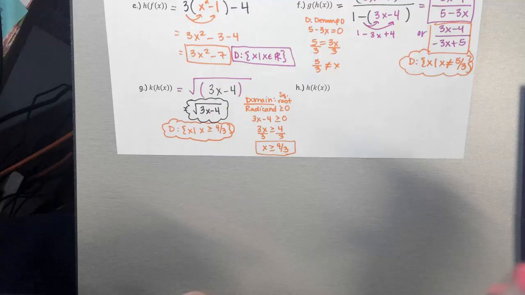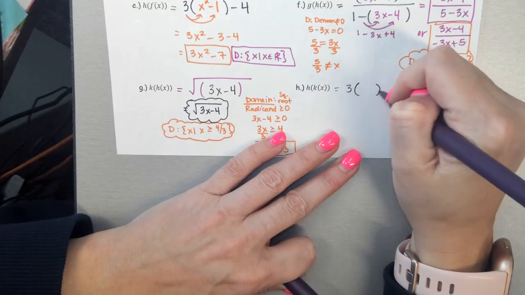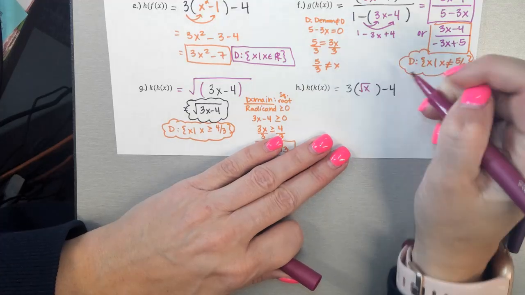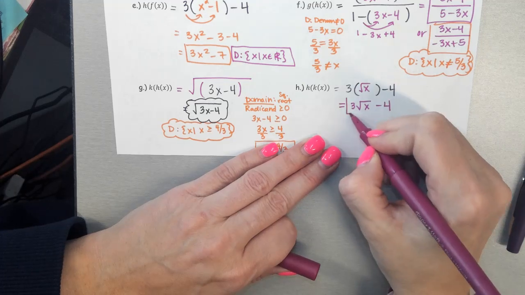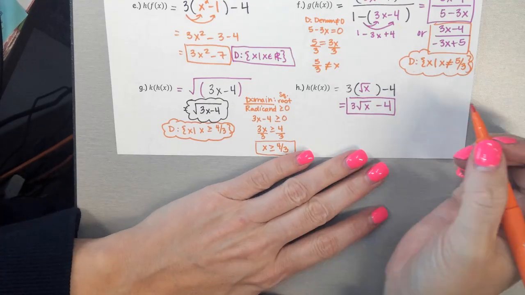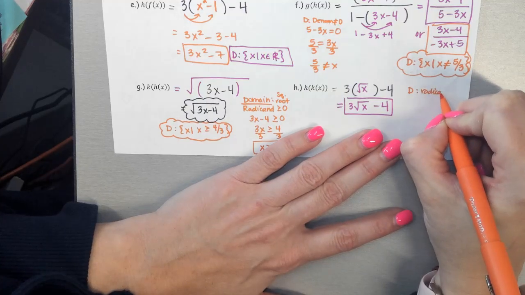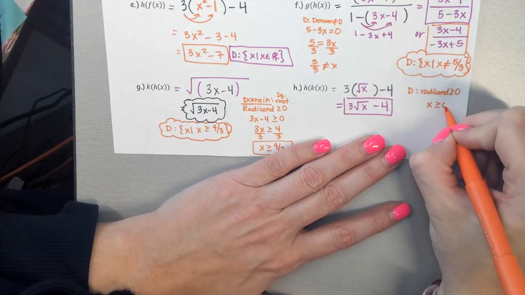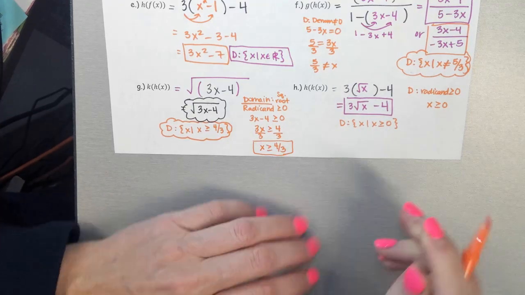Okay, so for your h of k of x, your h is 3x minus 4. So when you plug in the square root of x, 3 times root x is just 3 root x, and then the minus 4 stays on the outside. That is your h of k of x. And then for your domain, you have to set the radicand greater than or equal to 0. The radicand, the value underneath, is just x. So the domain is x such that x is greater than or equal to 0.